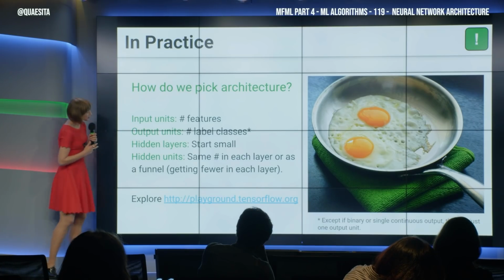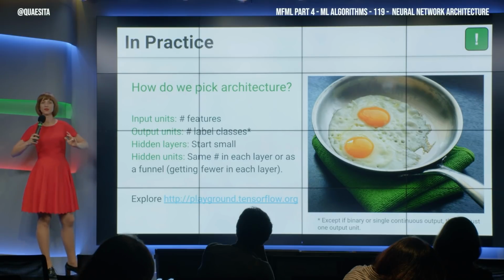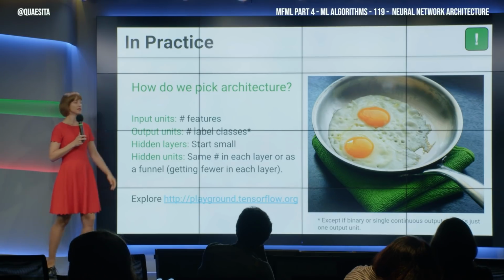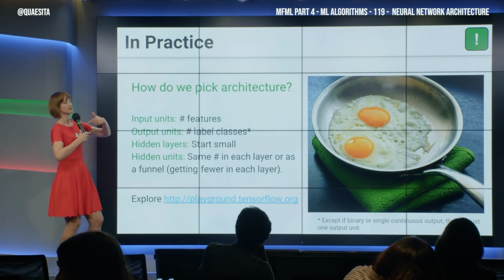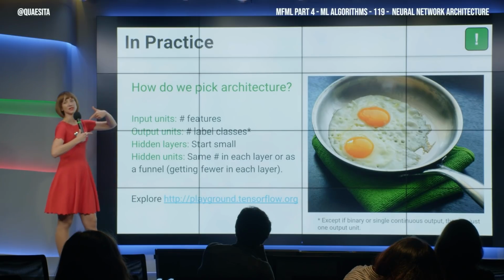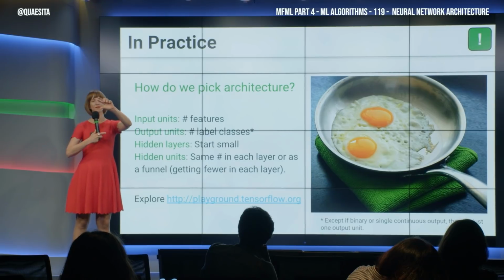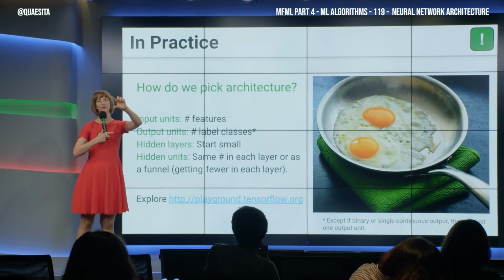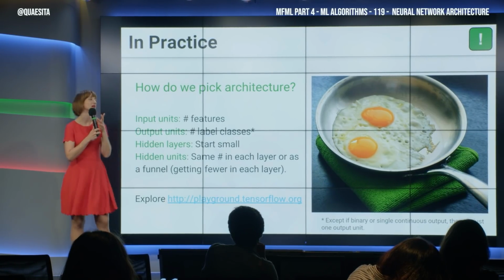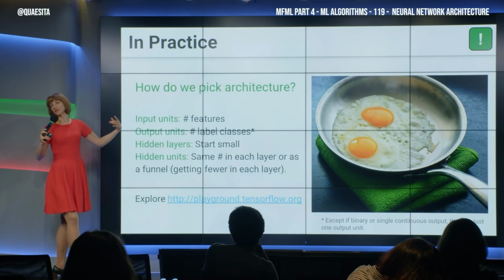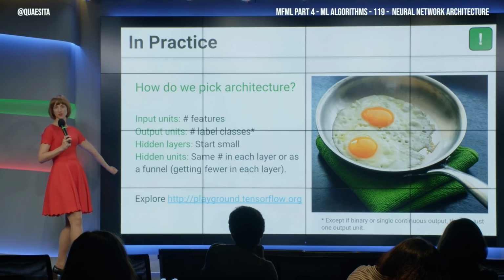And hidden units, there's all kinds of crazy cool different architecture options. Some simple ones would be the same number of units in every layer, like a pipe, or like a triangle, a funnel, where you start big and you get fewer and fewer as you get to the solution. But there's many others. Why even listen to me when you can play with it yourself?